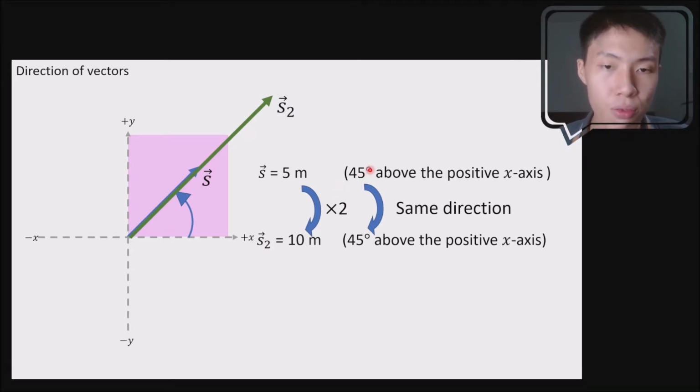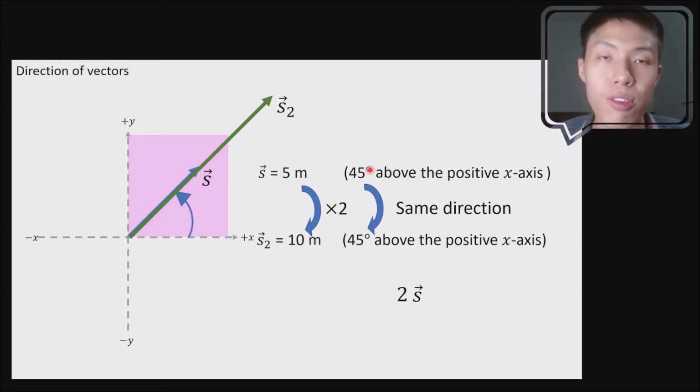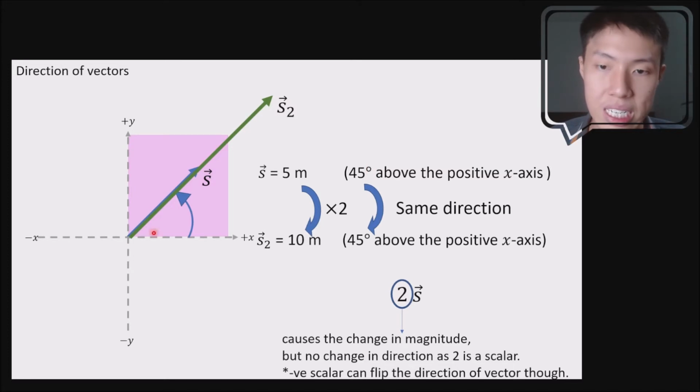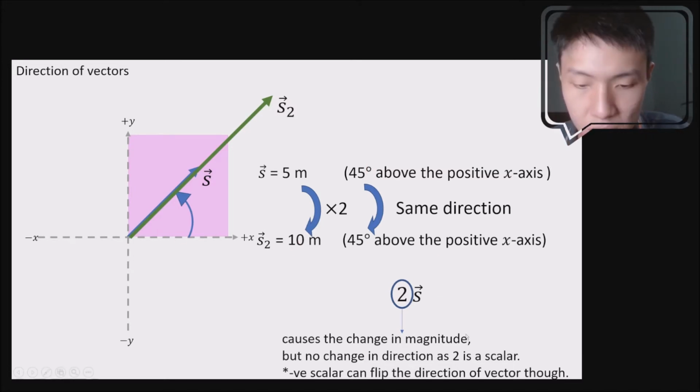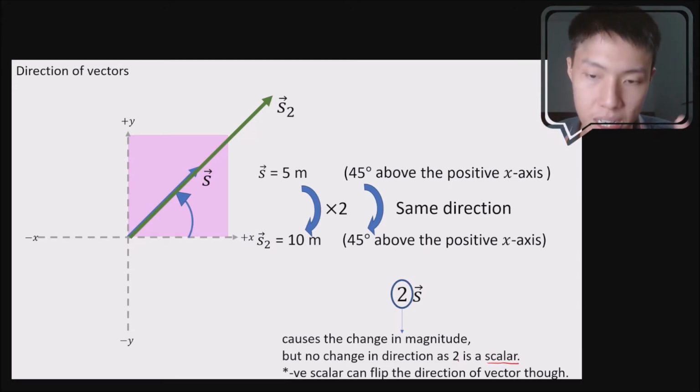Okay, so if we know there's this kind of relationship between two vectors, we can actually express the relationship in an equation like this. Okay, so this is the original vector S, and if we multiply it by 2, it will become S subscript 2. So why multiply by 2? Because 2 is a scalar. Okay, let me do something over here. Because 2 is a scalar, if you multiply a vector by 2, it will cause a change in the magnitude.